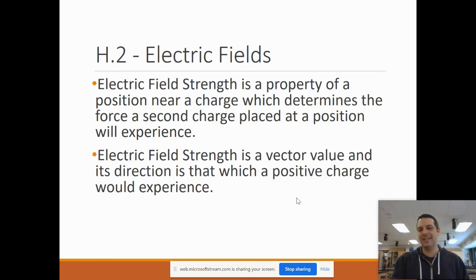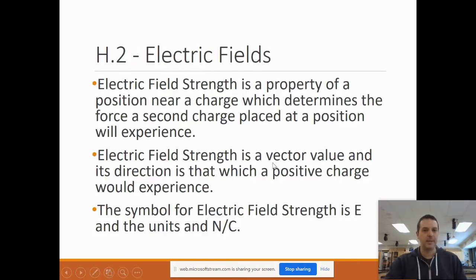Electric field strength is a vector value, and its direction is that which a positive charge would experience. So when we identify the vector diagrams themselves, we're always going to point the arrow in the positive direction, or how a positive charge would move in the field itself. The symbol for electric field is the capital E, and the units for electric field are newtons per coulomb.